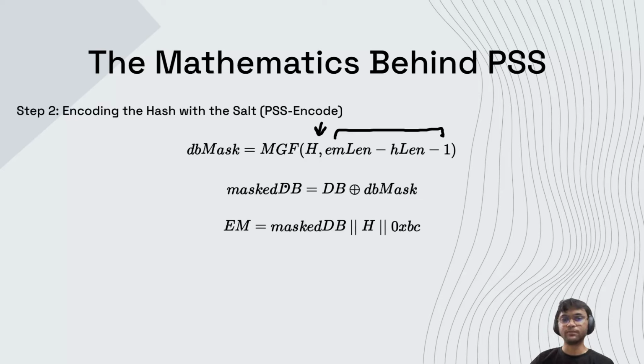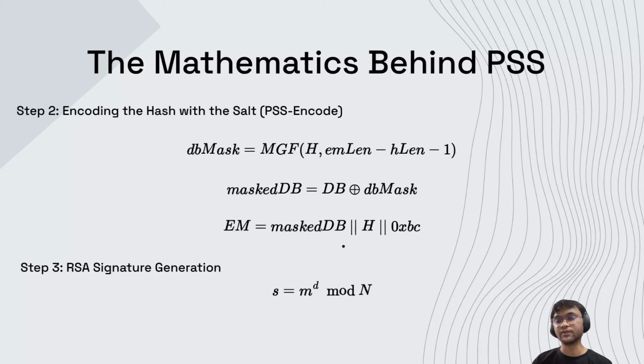Now, once we have the mask with us, we can simply XOR it with the data block to get the masked DB. Once we have the masked DB itself, we append the trailer field BC, 0xBC in hex, and produce the encoded message. Once you have the encoded message EM, the RSA signature is produced using the RSA private key. But first, we need to convert the octet string to its integer representation using the OS2IP formula that we discussed before.